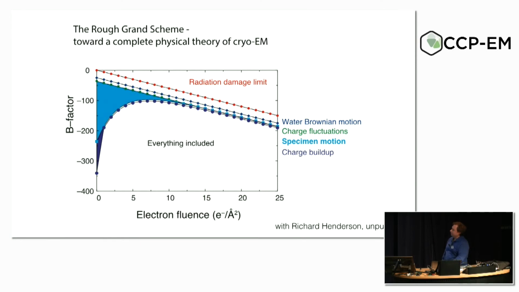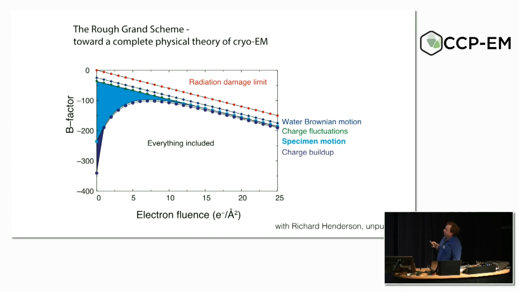Well, this is our rough grand scheme, as it were. We're trying to put numbers on all these curves, but basically we're trying to understand all the things that contribute to the B factor as a function of electron fluence in a high-resolution cryo-EM micrograph. And this is what we've come up with. So I'm basically giving you the answer before I've actually shown you any of the data, which is a bit of a bad idea, but anyway. And it's currently unpublished, although Richard did show it in Stockholm, so I'm not sure it really counts as unpublished anymore, but anyway.